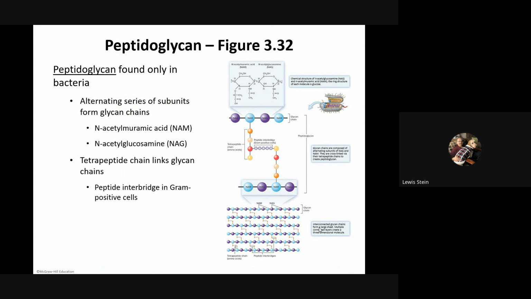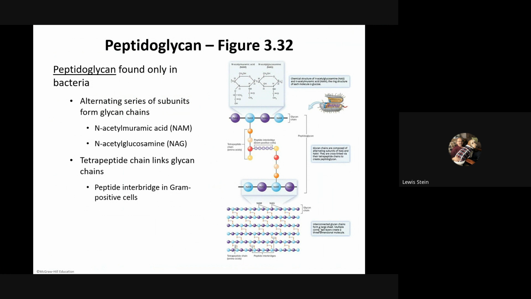So this is what it looks like. So what gives it the structure, the way I visualize it, is like this. You have the bricks, that's the NAMs and the NAGs. If you took a brick and put another brick and another brick on top of it, it would be substantial, but you could knock it over because there's nothing to hold the bricks in place. You have to use some kind of mortar, some kind of cement. To me, the tetrapeptide groups and the peptide interbridges are like mortar. So it's all about structural integrity.